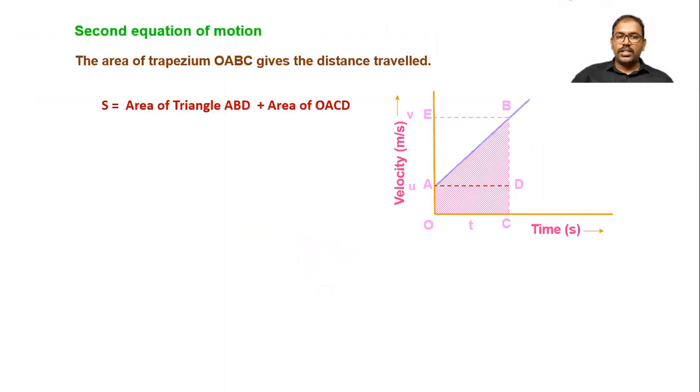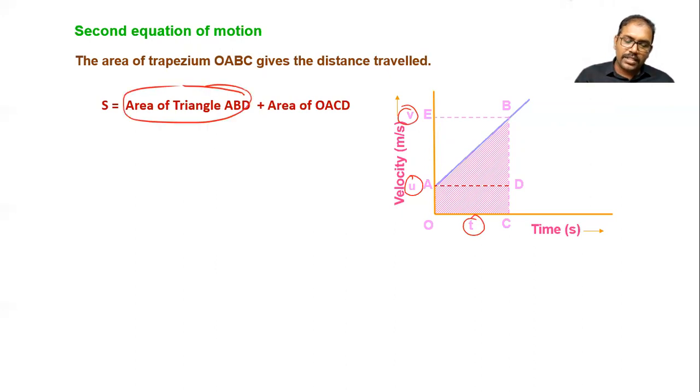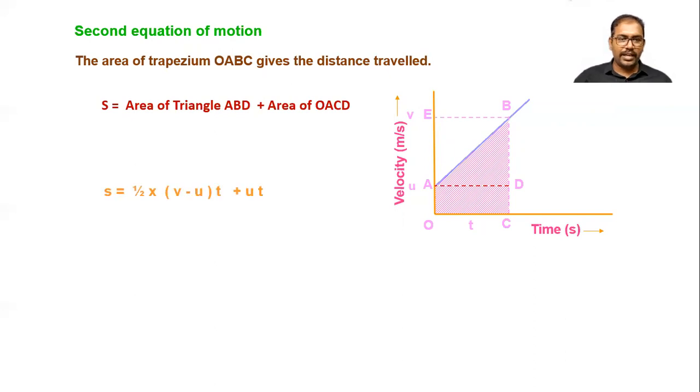Now the second kinematical equation, you can see here. This is a velocity time graph. Initial velocity is u, final velocity is v, in time t. The area under this velocity time graph gives us the distance traveled by the car. So the area under this is the area of the triangle plus the area of this quadrilateral OACD. If we add both areas, we get the distance traveled by the car in time t.